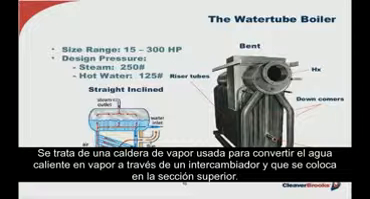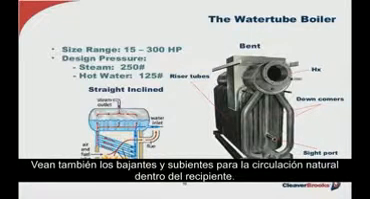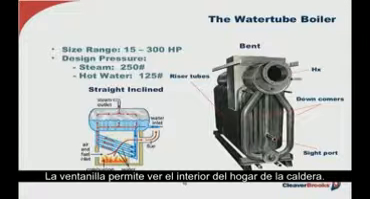Now, this is a steam boiler, which is also being used to heat hot water through a heat exchanger, which will be placed in the upper drum connection as indicated. Now, this might be for building heat possibly, or possibly domestic use such as sinks or showers. Also note the downcomers and riser tubes providing the natural circulation within the vessel. The sight port that you see indicated by the arrow is viewing inside the furnace.